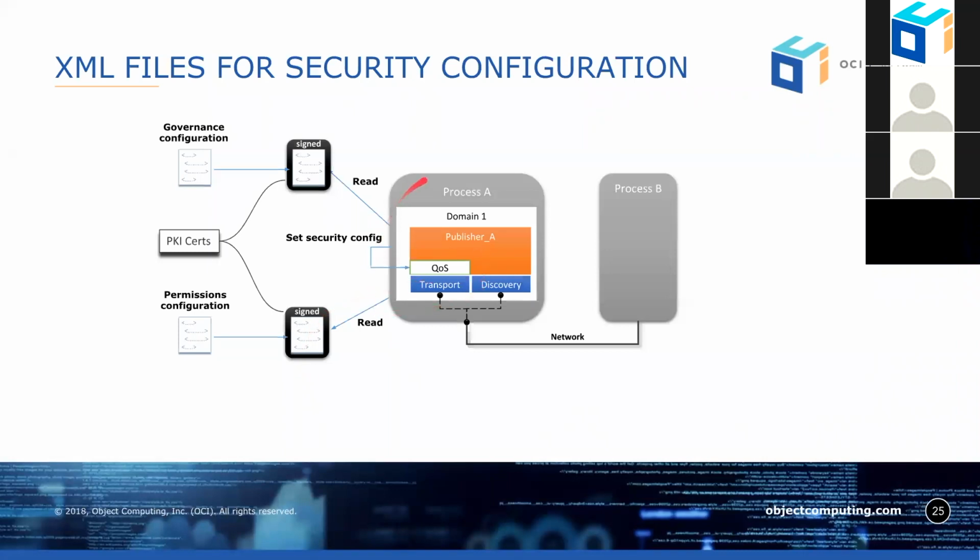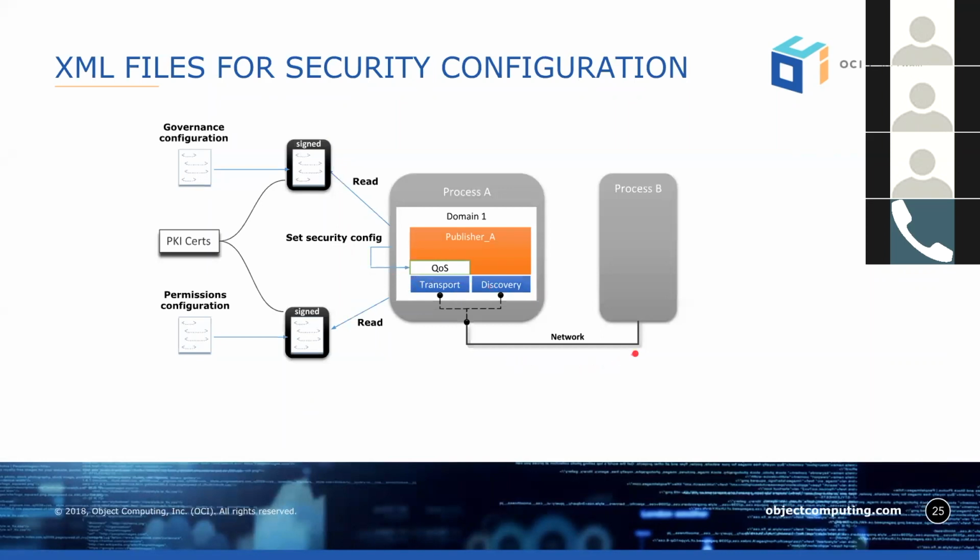Here we have the view of process A. So it's creating a participant, a publisher, data writer, all the normal things that happen in a DDS application. But it's also, as we saw a few slides ago, using the QoS to provide these signed documents to the OpenDDS libraries. And that's used within the DDS security implementation.